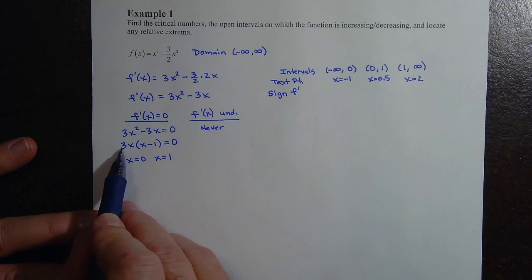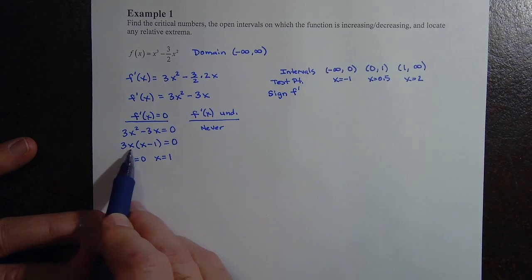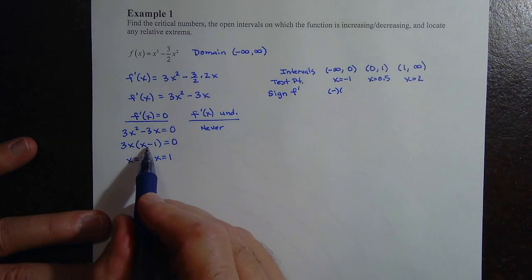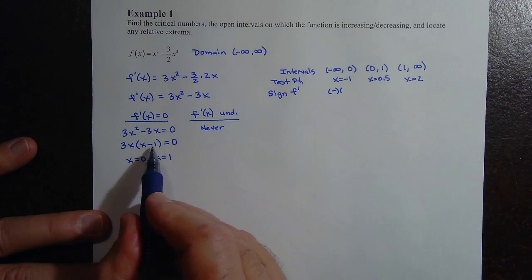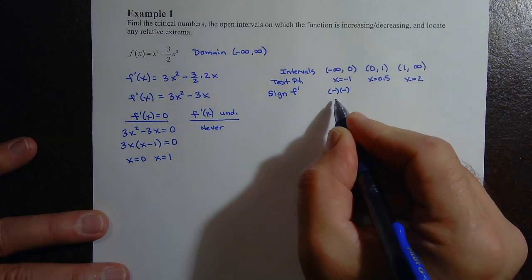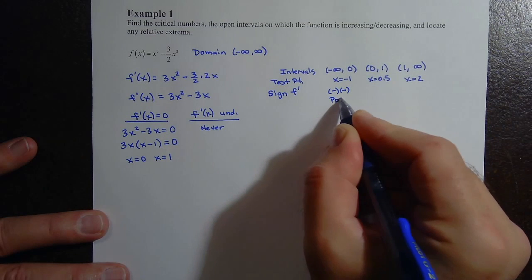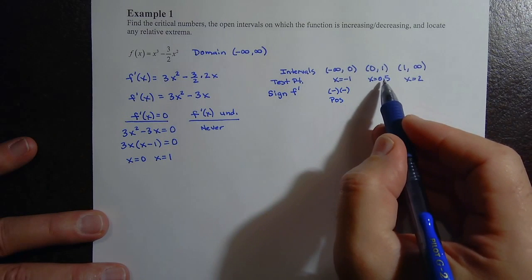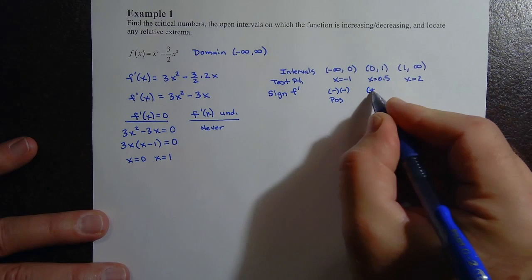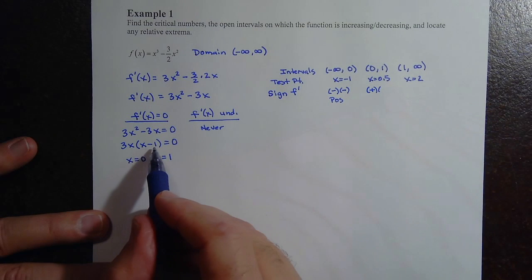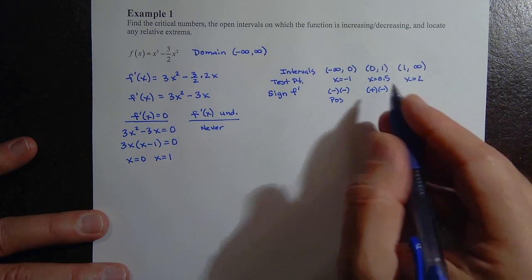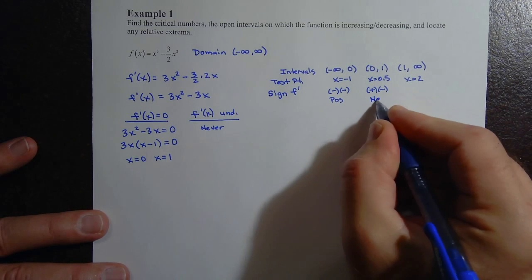If we put it in here, that'd be 3 times -1. This would be negative, so our first factor is negative. And if we put -1 into the second factor, that'd be -1 minus 1. That would be negative. So what we have is a negative times a negative. So overall, that would be positive. Okay. And then at x equals 0.5, well, 3 times 0.5, that would come out to be a positive value. 0.5 minus 1, well, that would be a negative value. And a positive times a negative is going to give me a negative value.